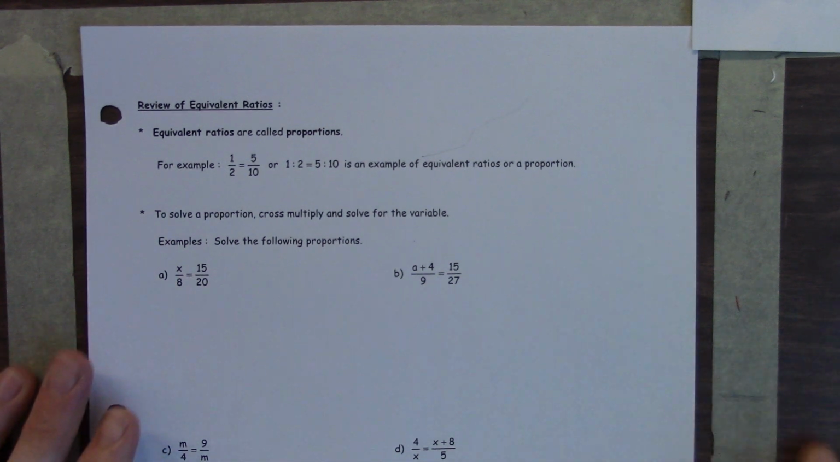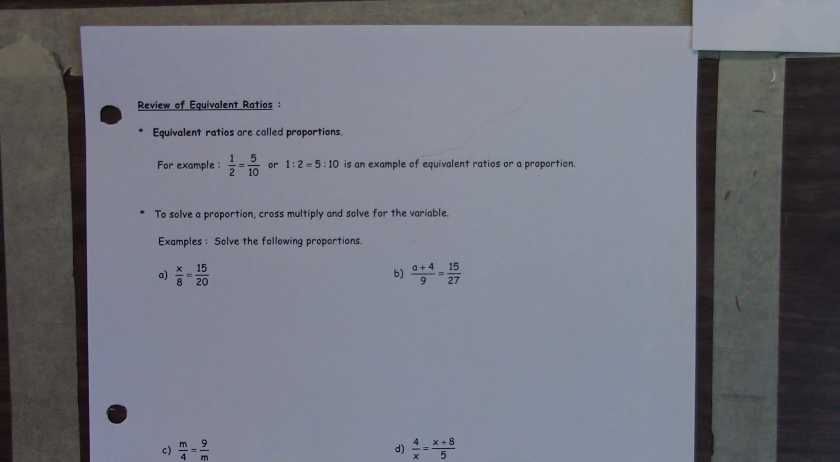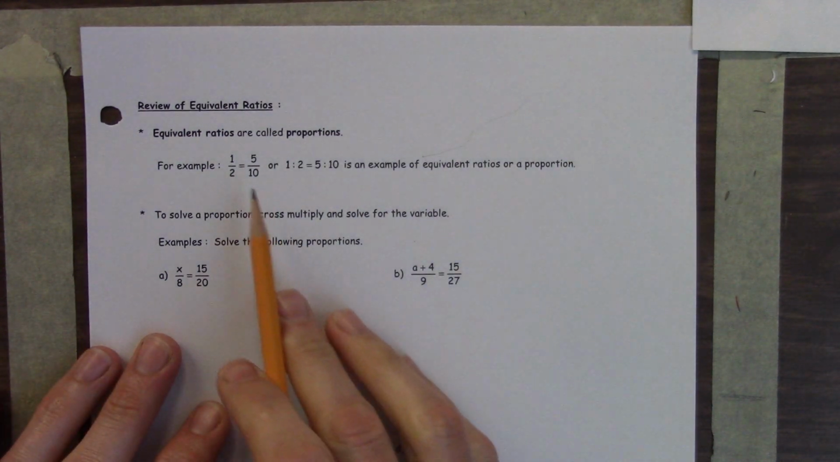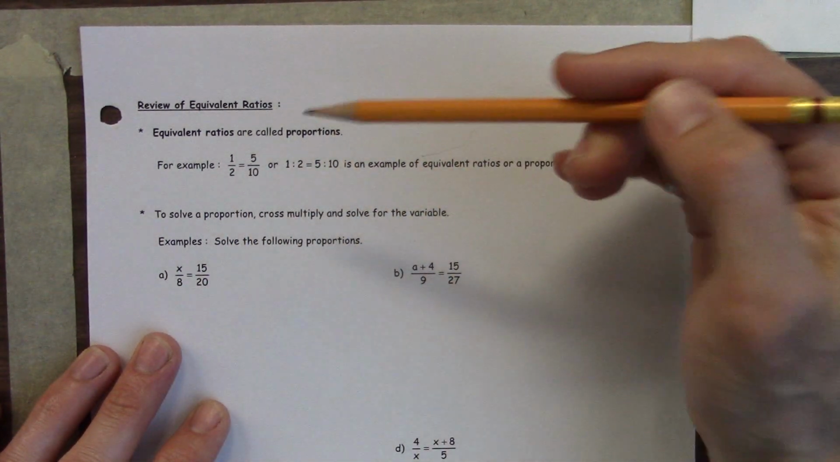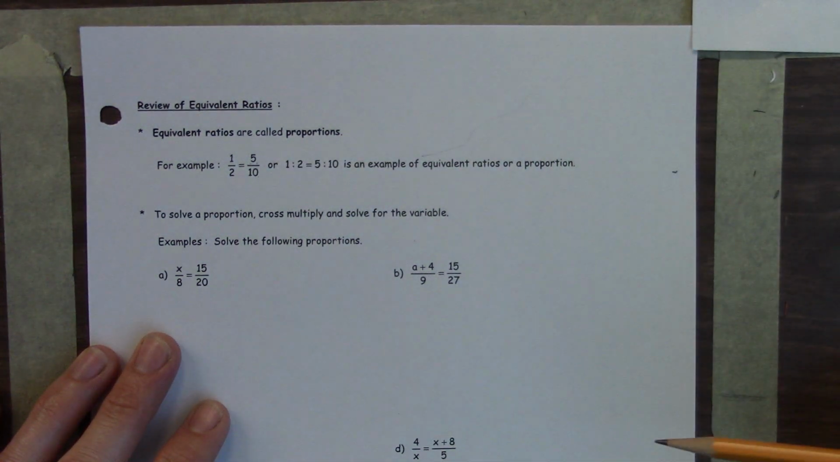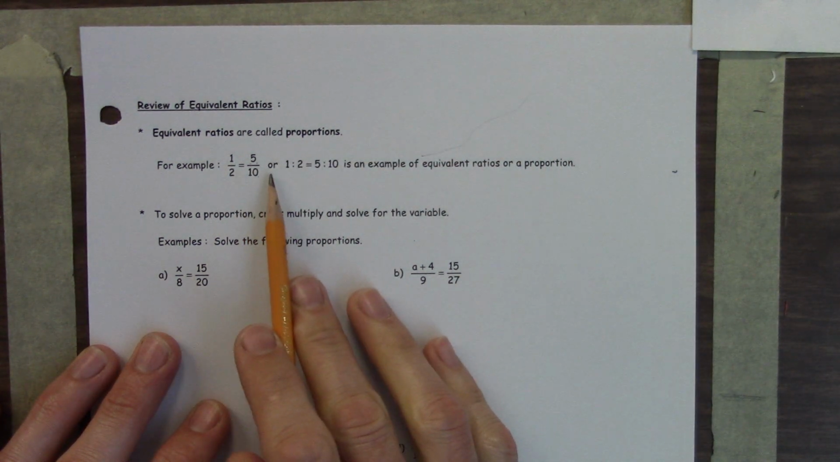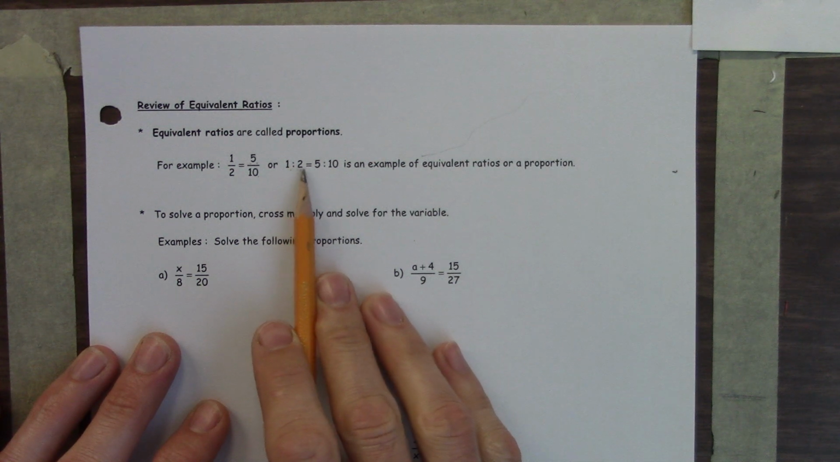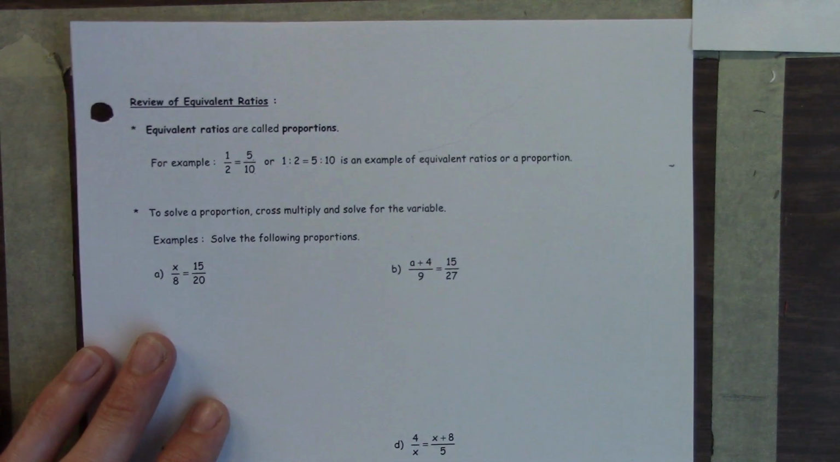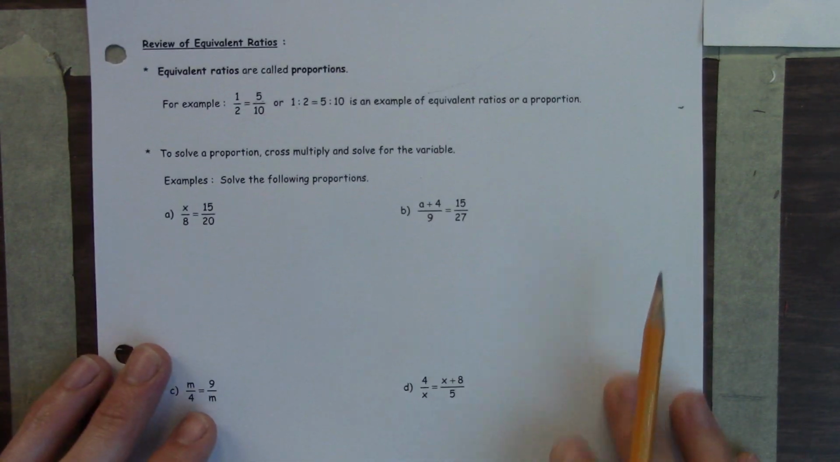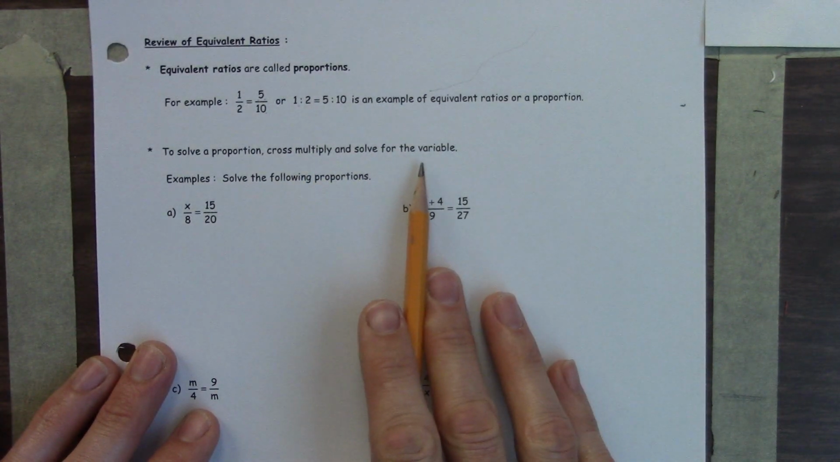All right. Keep going, almost done. Last one here. Equivalent ratios. So what is an equivalent ratio? They're called proportions. Basically, an equivalent ratio is when you take one side divided by the other side and do that with another two sides, and you get the same ratio. For example, 1 over 2 is equal to 5 over 10, or 1 proportion to 2 is equal to 5 to 10 is an example of an equivalent ratio or proportion. To solve a proportion, cross multiply and solve for the variable.